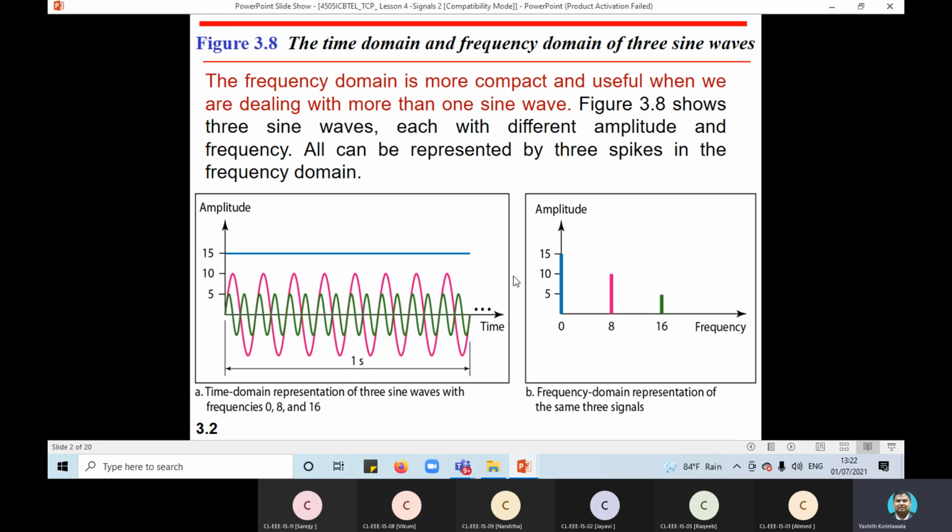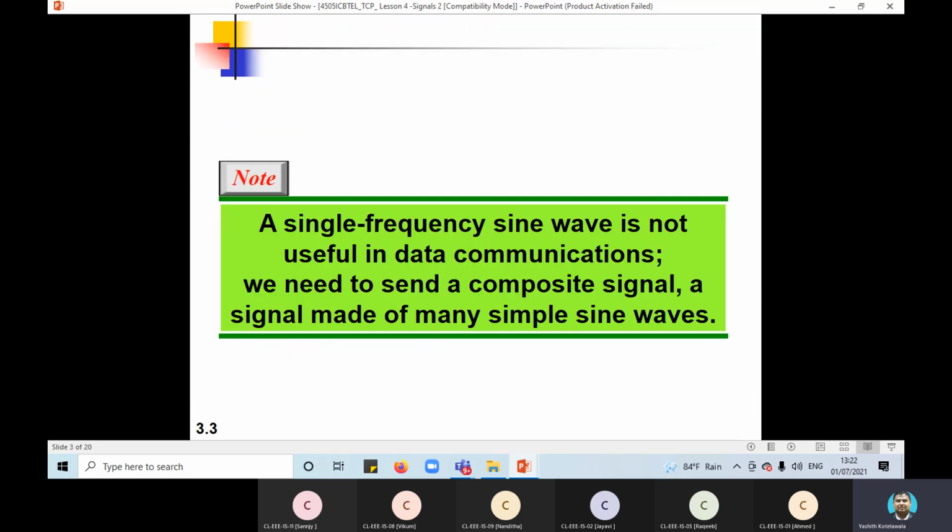So let's go further and see what we have to discuss today, which is new. A single frequency sine wave is not useful in data communication, right? Now, first of all, to understand the message that comes with this statement, you need to be clear with data communication, right? Because it says the single frequency. You know what is single frequency by now? It's a simple sine wave has one frequency. A single frequency sine wave is not useful in data communication.